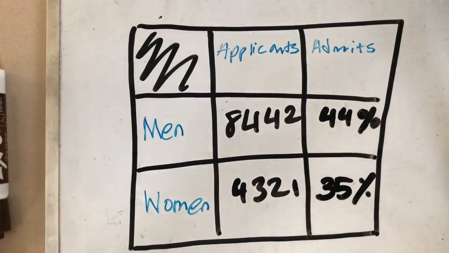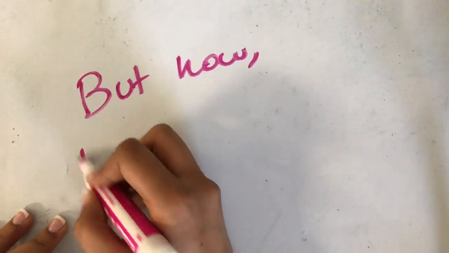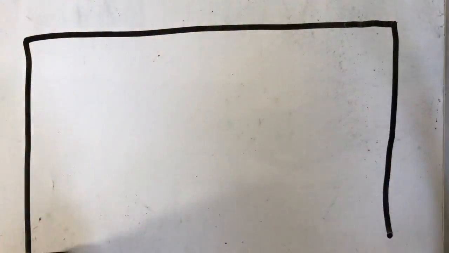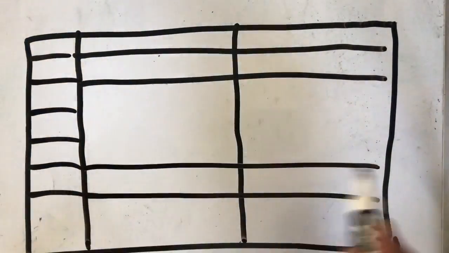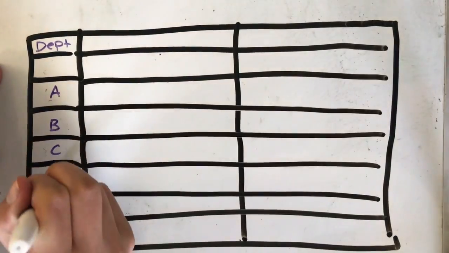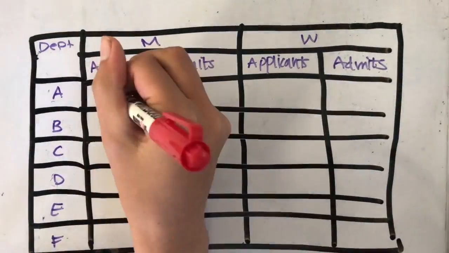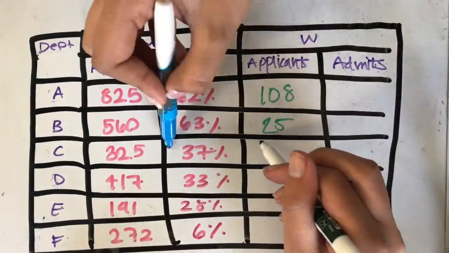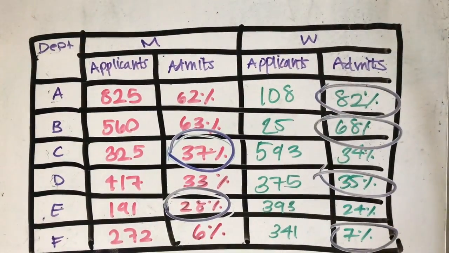Okay, it looks like men are admitted at a higher rate than women. Okay, but now we'll separate the data by department. Here's the new data table. Wait, it looks like women are admitted at a higher rate than men in some of these circled spots.